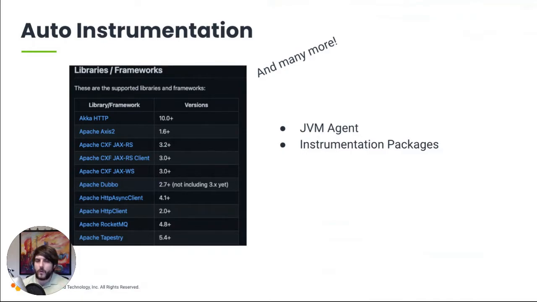A lot of the other ones like Node and Go, they have what's called instrumentation packages. Basically, you'll use your package manager to download the different OpenTelemetry packages. It'll automatically wrap those libraries and give you tracing information. So when did a specific call start and end?